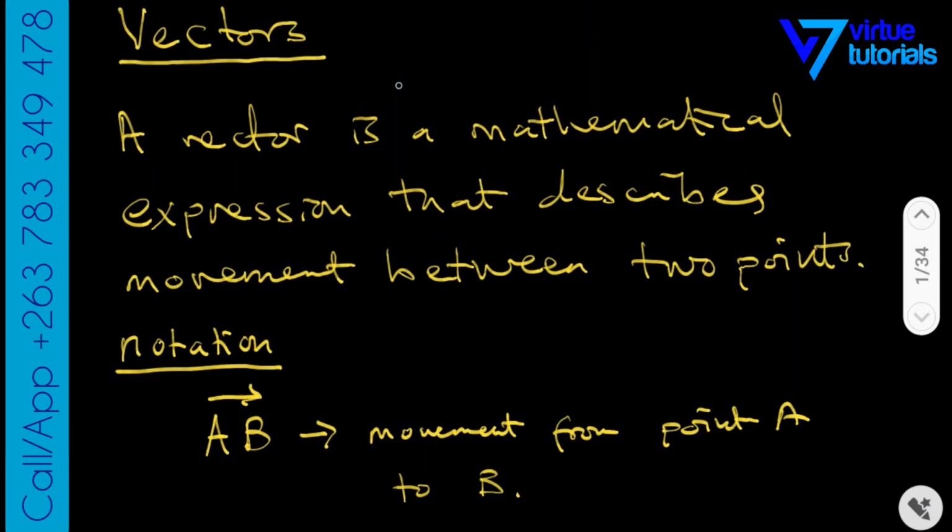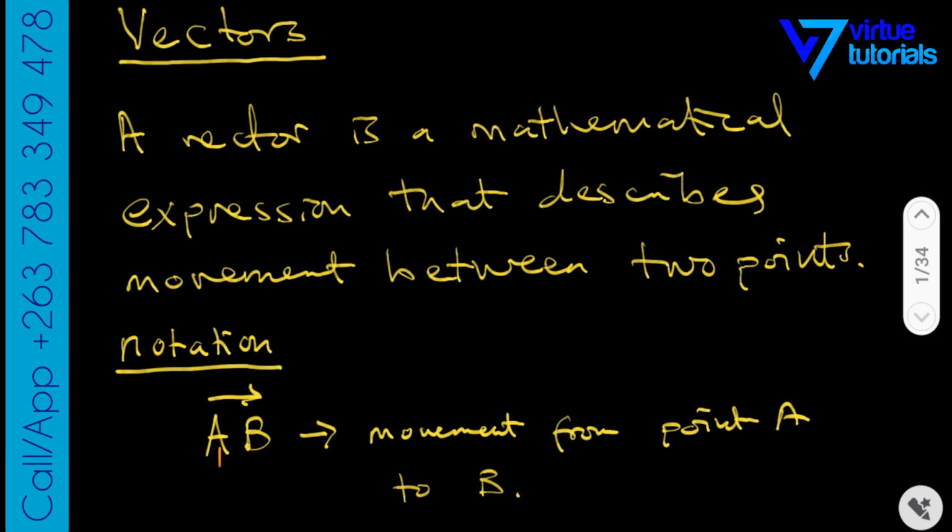Okay, so let's talk about vectors. We want to look at vectors. What is a vector? A vector is a mathematical expression that describes movement between 2 points. So if you want to describe how you are going to move from one point to another using numbers, such a description is known as a vector. So a vector is using numbers to describe how you move from one point to another.